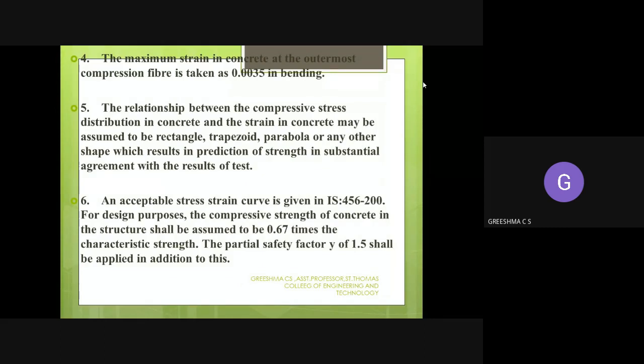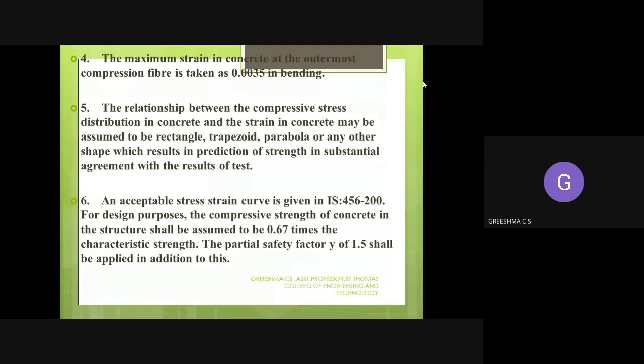The acceptable stress-strain curve is given in IS 456:2000. For design purposes, the compressive strength of the concrete shall be assumed to be 0.67 times the characteristic compressive strength. The partial safety factor of 1.5 shall be applied to this. Points 5 and 6 are similar to what we have studied in limit state of collapse for flexure, and both are available in the IS code also.